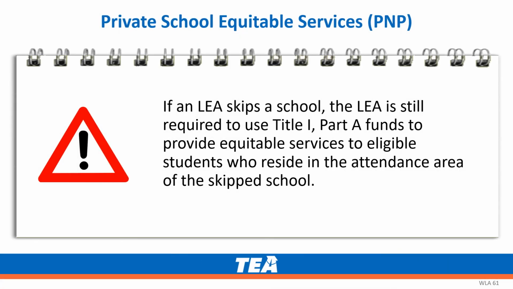It is also important to note that if an LEA skips a school, the LEA is still required to use Title I Part A funds to provide equitable services to eligible students who reside in the attendance area of the skipped school. An LEA must determine which school attendance areas would have received Title I Part A funds absent any skipping and/or not serving and the per pupil allocations. The LEA must then determine the amount of funds that would have been allocated for PNP children residing in eligible school attendance areas.